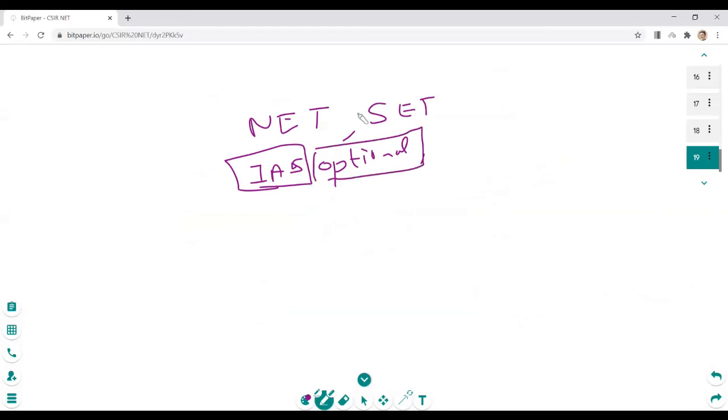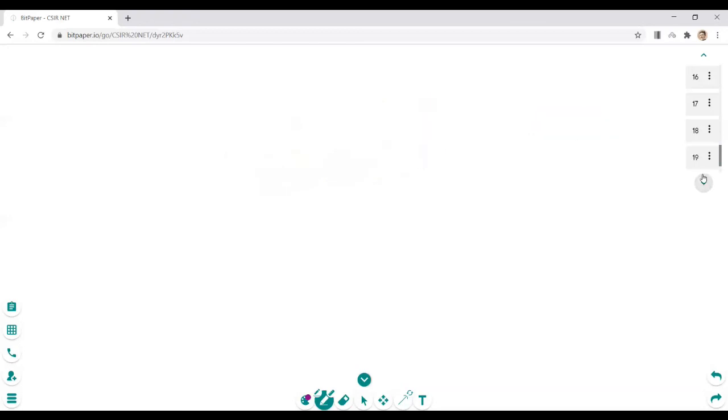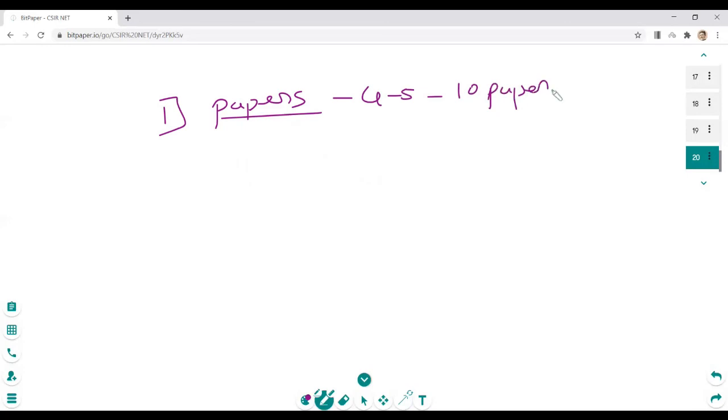Okay, especially for your problems. Which problems? Spectroscopy. Okay, so this is all about your preparation. The first thing is you first open the papers. I just summarize: take at least 4 to 5 years, that is at least 10 papers, before starting your preparation. That is very, very important.